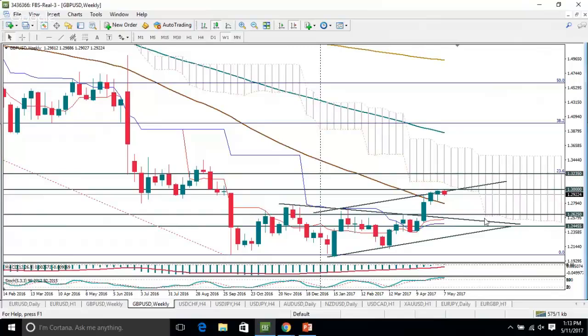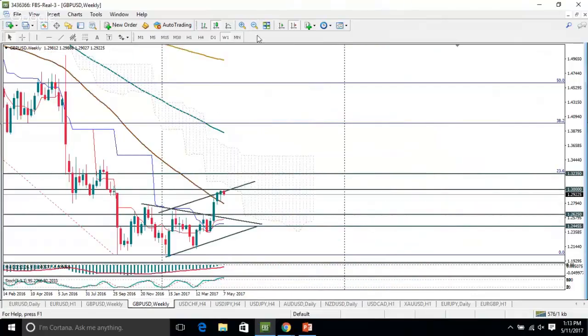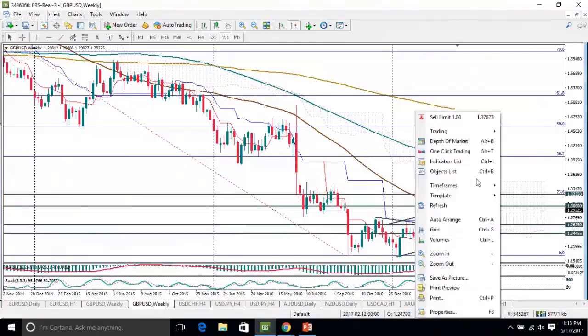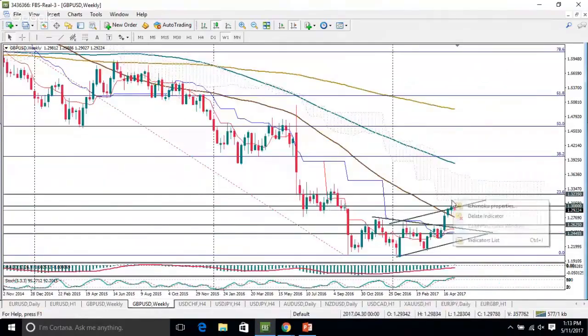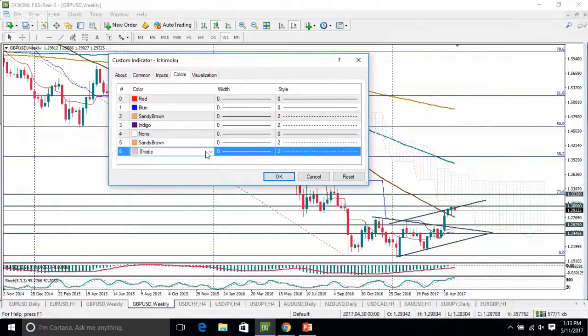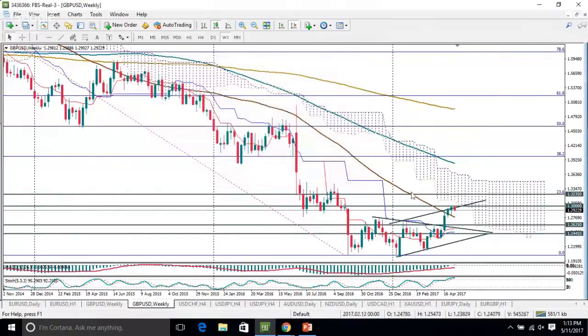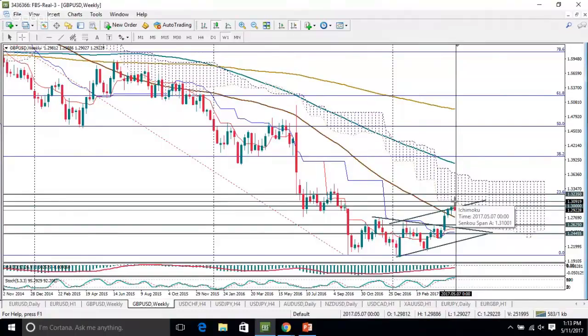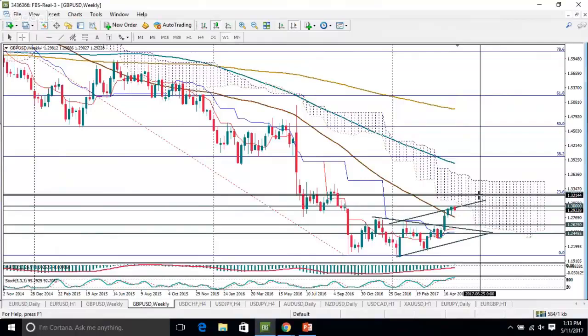Still, it's clear that 1.30 is not an easy obstacle to break for the bulls, and if we look further, we can see that there is a bearish Ichimoku cloud. I'll now try to make it a bit brighter for you to see. Here it is. The lower border of the weekly Ichimoku cloud is currently located around 1.3090. Then the Ichimoku cloud is so wide and heavy, it's certainly not easy for the currency pair to break.